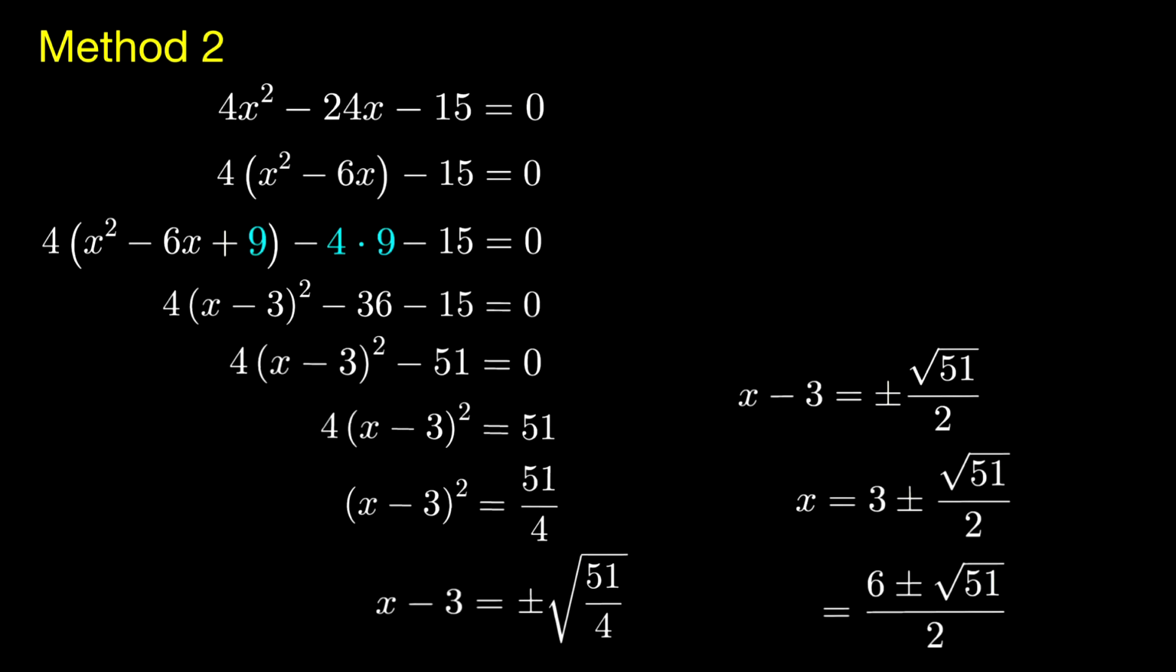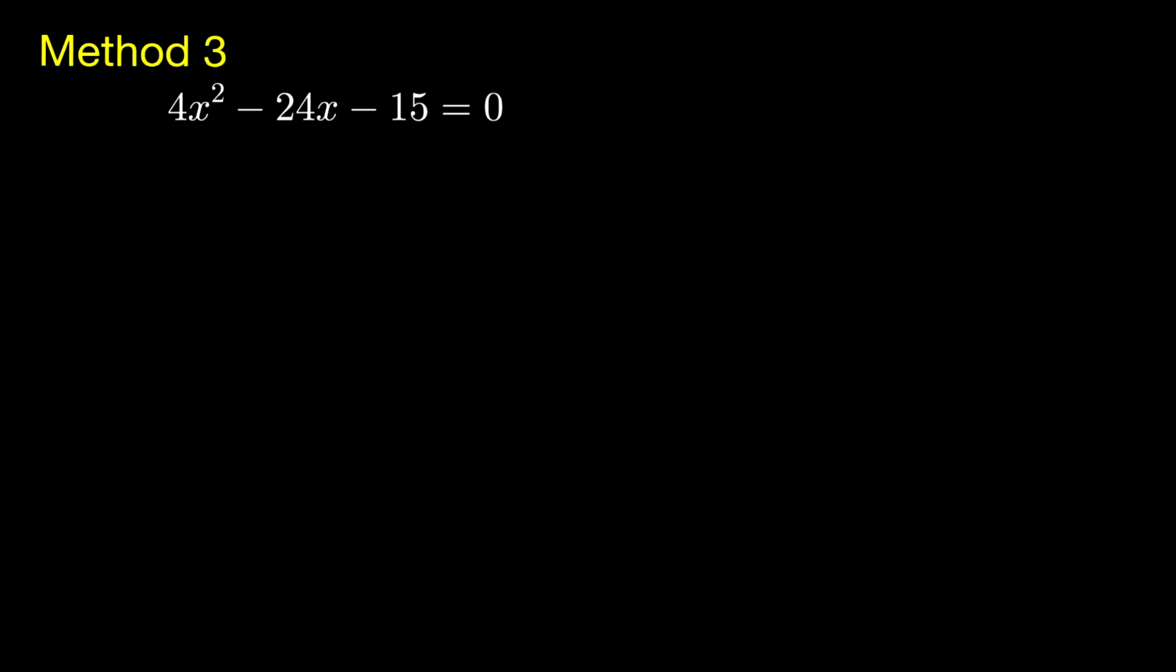Now, let's move to our third way of completing the square in solving this quadratic equation. In this third method, we're going to perform completing the square immediately on this difference, 4x squared minus 24x. And how do we make this a perfect square trinomial?